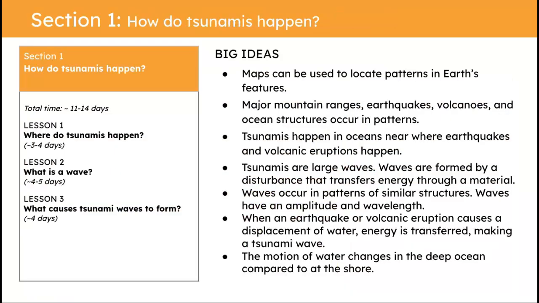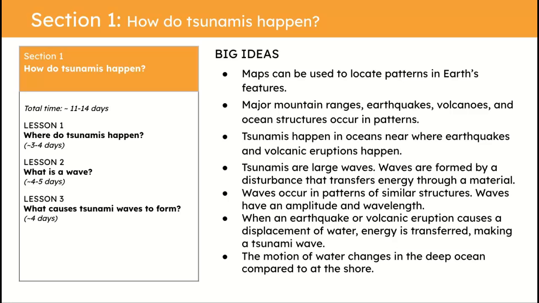Through the storyline in Section 1, students gain an understanding of these standards-based big ideas. Maps can be used to locate patterns in Earth's features. Major mountain ranges, earthquakes, volcanoes, and ocean structures occur in patterns. Tsunamis happen in oceans near where earthquakes and volcanic eruptions happen. Tsunamis are large waves. Waves are formed by a disturbance that transfers energy through a material.